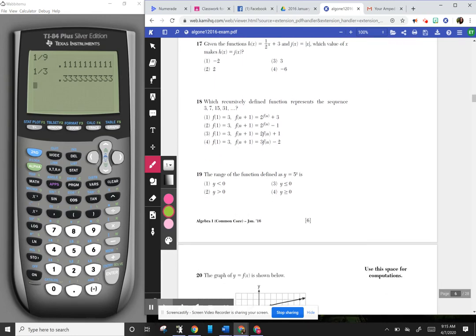Okay, question 17. Given the functions h of x equals 1/2 x plus 3 and j of x equals the absolute value of x, which value of x makes h of x equal to j of x? Okay, so we have 1/2 x plus 3. The question wants to know what makes them equal. So we set them equal to each other.